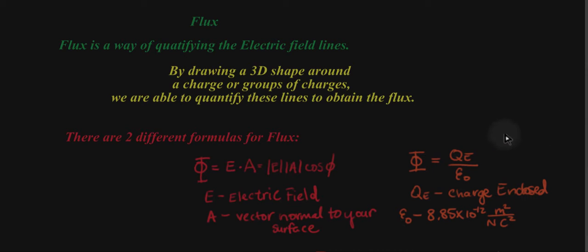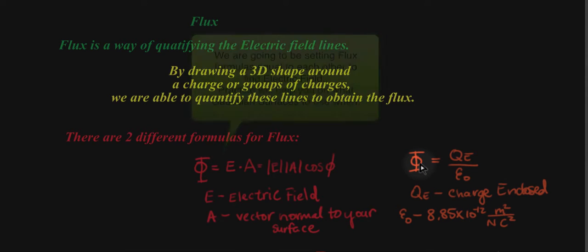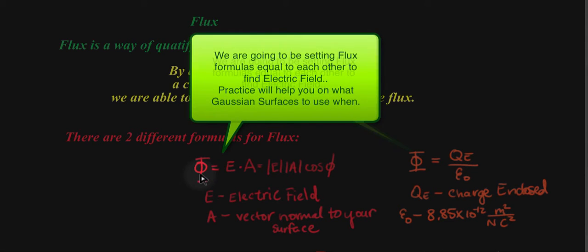The second formula is going to be the Q enclosed, which is the charge enclosed inside your 3D shape we were discussing, over the constant of permittivity in vacuum or free space. And that's going to be 8.85 times 10 to the negative 12 meters squared per Newton Coulomb squared. All right? That's the formula, and what we're going to be doing throughout this chapter or throughout this concept is setting this formula for flux equal to this formula for flux.